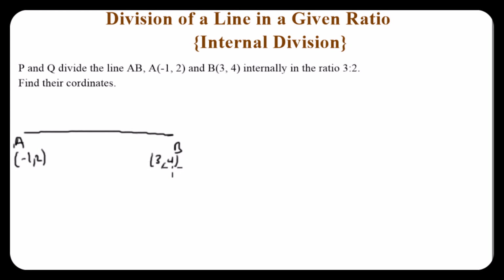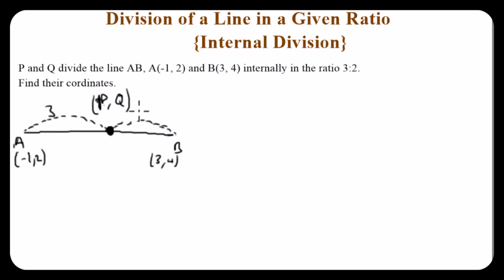Okay. Now P and Q. Let's say, for instance, we have P and Q located at this point. That's what we want to find. So let's write this P, Q. That's what we're trying to find. And then we're told that the ratio in which it divides the line internally is 3 to 2. So from here to here, let's call it 3. And from here to here, let's call it 2.